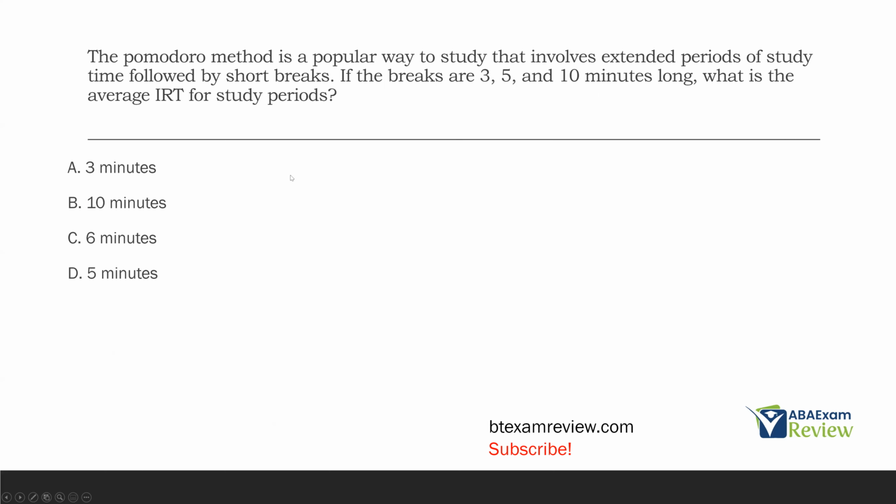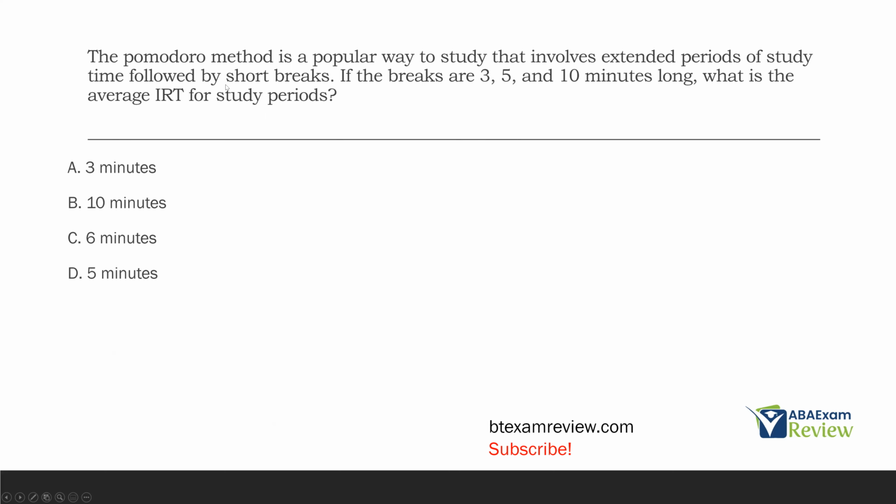Couple different things here. First, we have to know what IRT is, which is inter-response time, time in between responses. Second, we have to find an average. And when we're finding an average, how do we do that? Well, we take all of our data points and add them up, and then we divide by the total number of data points. So let's first deal with inter-response time.